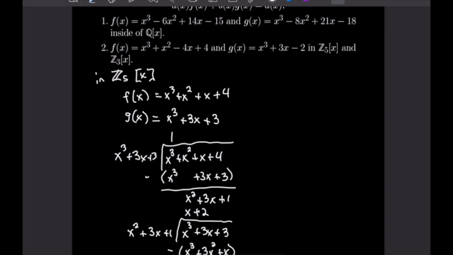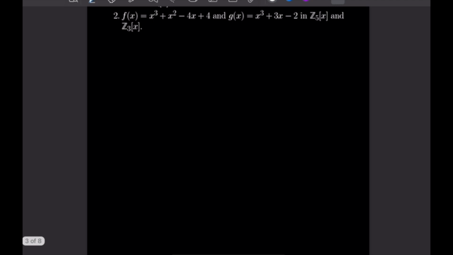I'm just going to omit it for the sake of brevity like I did for the first one, but I will go ahead and do the polynomial long division for Z3 as well. So let's go ahead and get into that. We're going to be doing the exact same division as we just did, but we're going to be doing it in Z3 this time, or Z3 adjoin x.